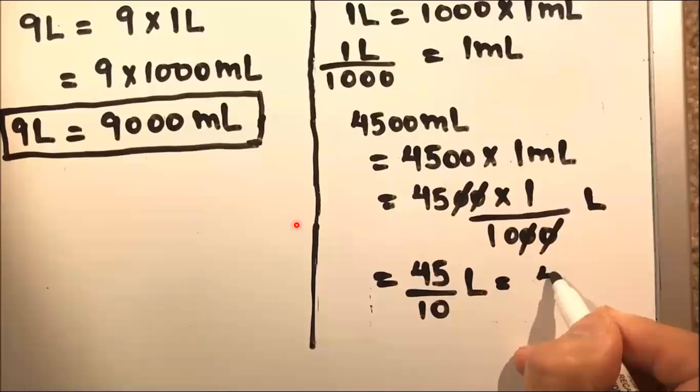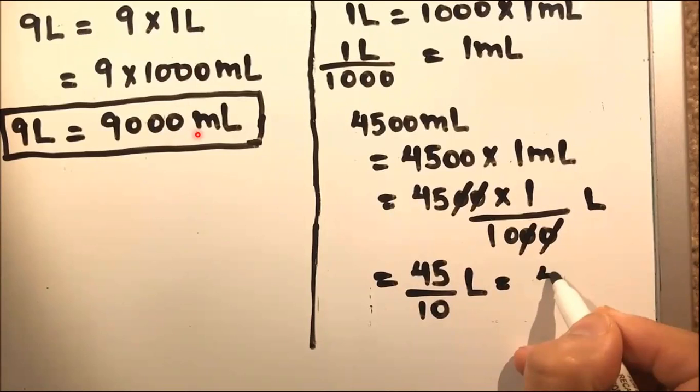Here I put two examples. You can see in the first one I changed liters into milliliters. In the second one we change milliliters into liters. So how do we convert this? The first thing you have to know is 1 L equals 1000 milliliters. So I just put 1000 ml in place of L. So we multiply 9 into 1000 and get the answer 9000 ml.